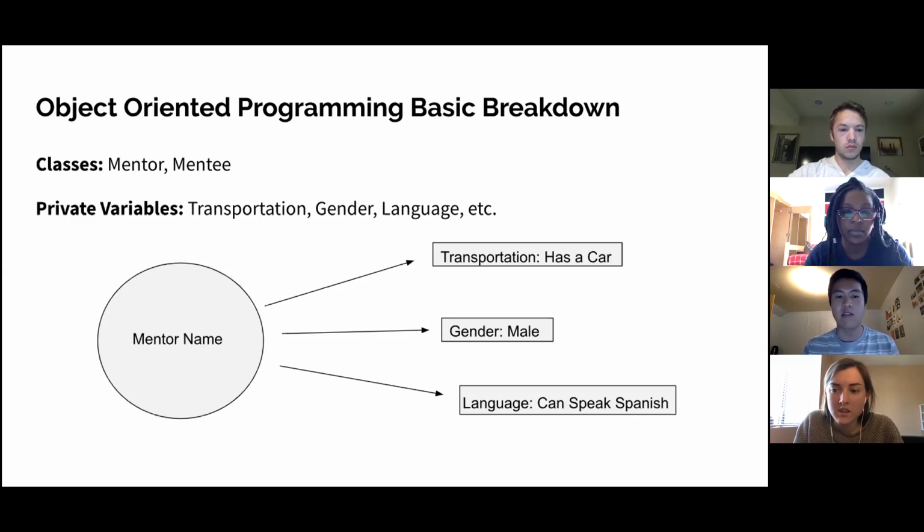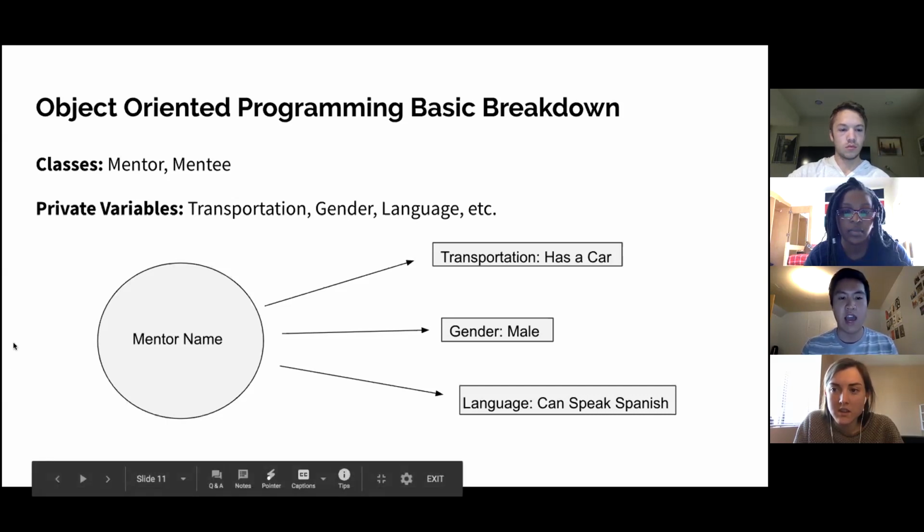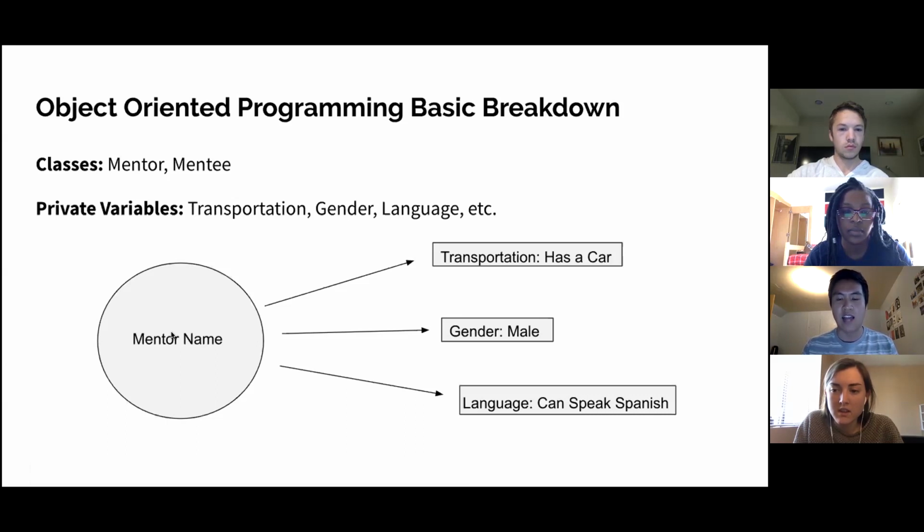So the result of that will essentially look like this, where you have one mentor, and inside that mentor, you could access anything you want to know about him when it comes to transportation, gender, language abilities, or anything else that we thought was important for this stage of pre-matching or for later stages.